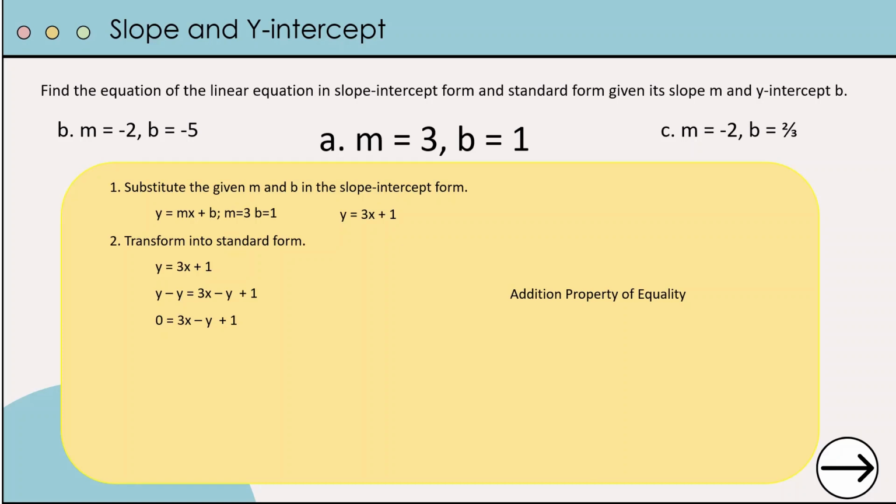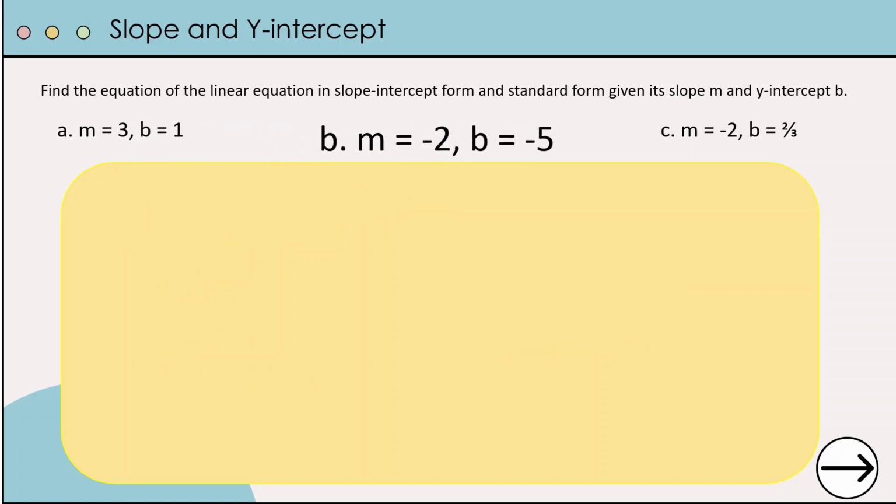Next, let's put the constant or 1 on the other side of the equation. Through addition property of equality, we subtract 1 on both sides of the equation. We have 0 minus 1 equals 3x minus y plus 1 minus 1. We simplify, we have negative 1 equals 3x minus y, or 3x minus y equals negative 1.